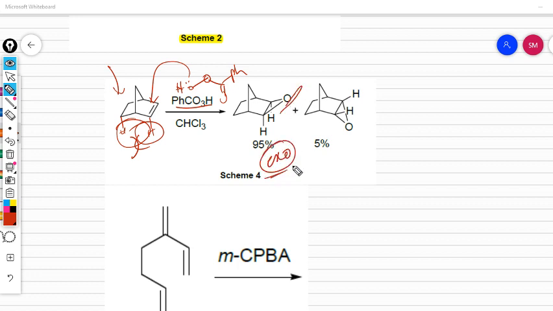So it is going to give the exo product majorly, where the attachment is above the plane, that is said to be exo, and where the attachment is below the plane, that is said to be endo. So in this condition, exo will be the major.